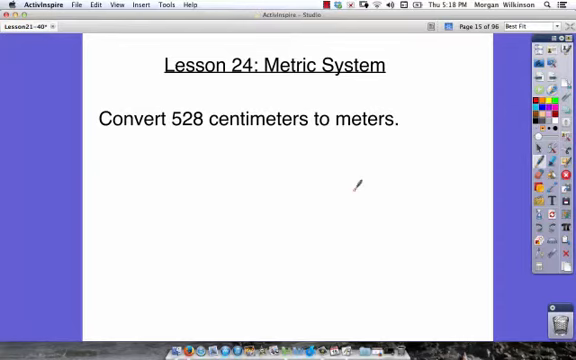Lesson 24 is about the metric system, and the first problem we have today is to convert 528 centimeters to meters. Now, knowing about the metric system is very important because lots of people around the world use the metric system as their system of measurement.